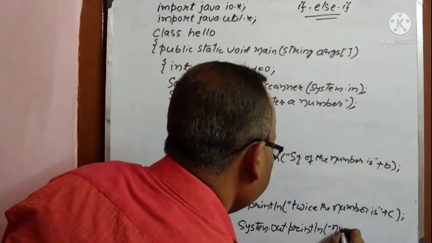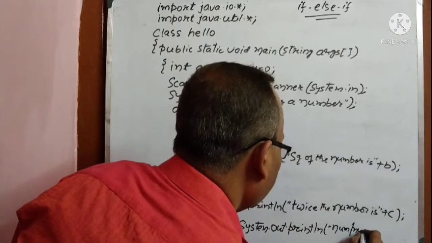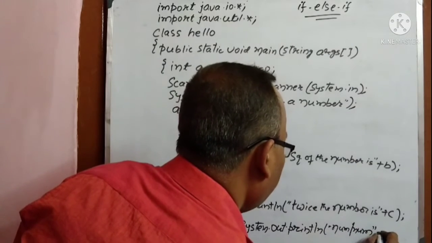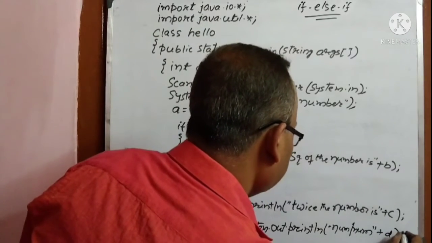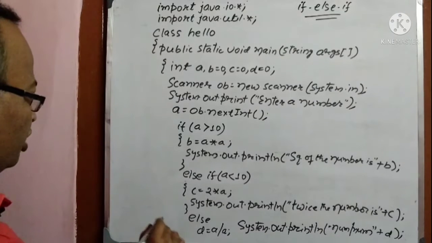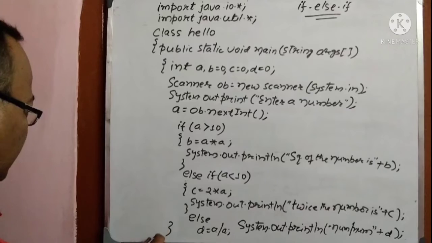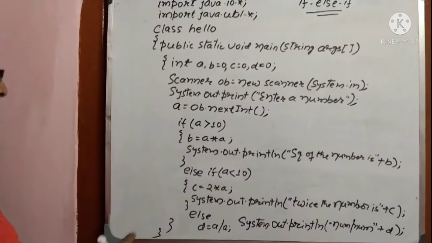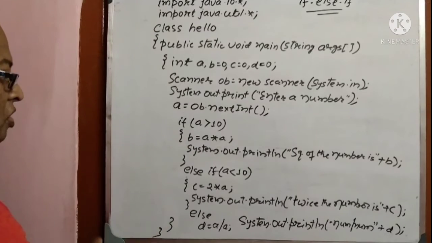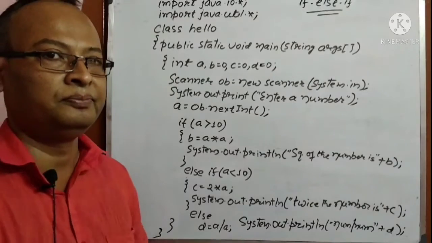Just simple, I am writing number by number, which I have stored in the variable d. And just close it. Now what you have to do? You have to close the main and this class, closing the matching brace of class and the matching brace of main. So we will work it out in the computer now.